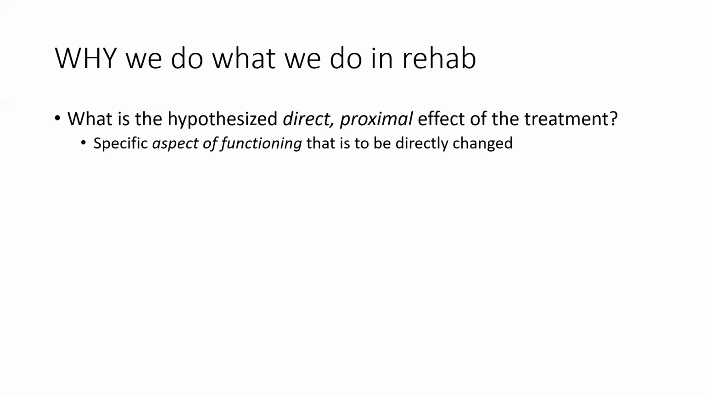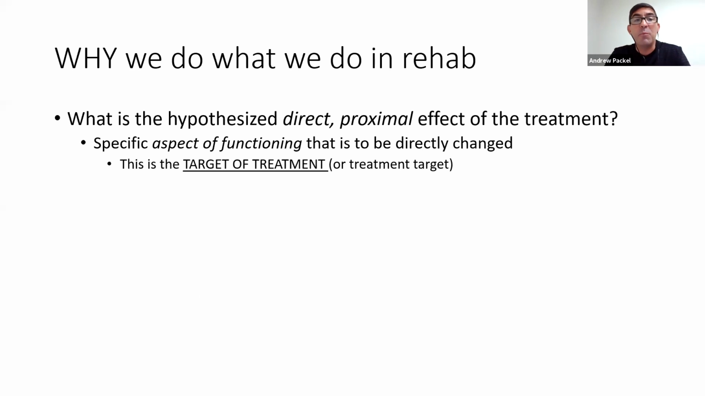The RTSS asks you to consider, for the treatment that you're thinking about, what is the direct proximal effect that you're intending to have with that treatment? So some very specific thing that you're trying to affect with the particular treatment you're considering, and we identify that as the target of treatment. That's perhaps the most important concept in the RTSS: identifying the target of treatment as the specific thing you're trying to impact with that specific treatment you're providing.